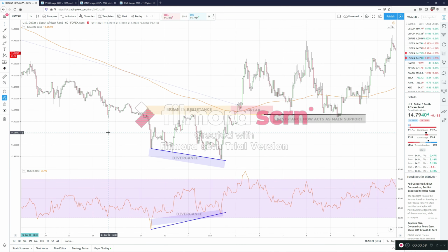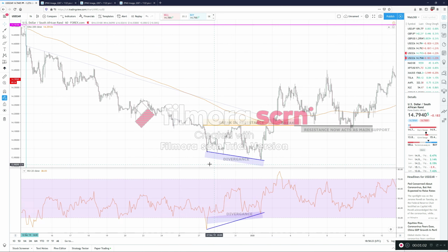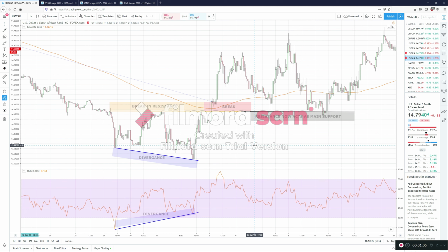But basically, the analysis on this one is USDZAR. I've just come out of the sell trade. I'm not going to get into the sell trade that I was already in. Like I said, that could be another video.